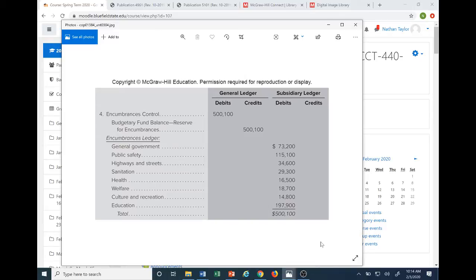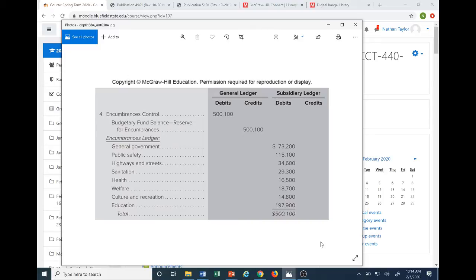So we can see here, we're used to seeing this entry. Obviously the city has ordered a little over $500,000 worth of supplies, or something over that amount of money. So they encumbered the funds with the debit to encumbrance control, and then the credit to budgetary fund balance reserved for encumbrances, because we know that's the entry we make when we encumber funds.